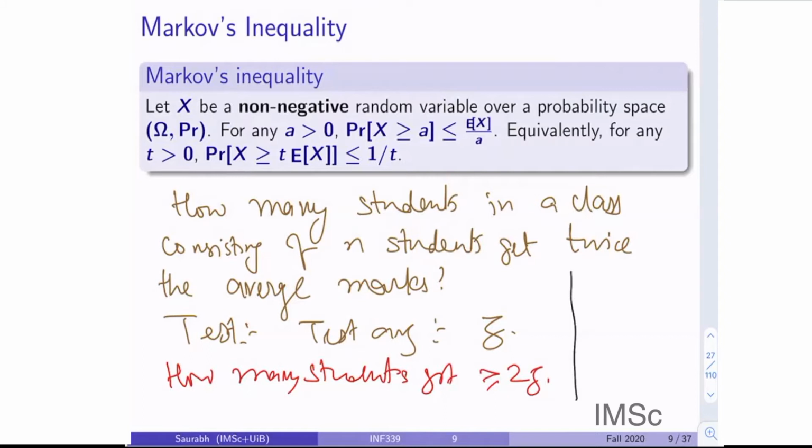so suppose more than n by 2 persons would have got 2Z. Then my average, the total score, is 2Z plus something times n, right? This cannot be less than or equal to Z. This is more than Z, right? So this is an averaging argument. My claim is that Markov inequality is nothing but an averaging argument.